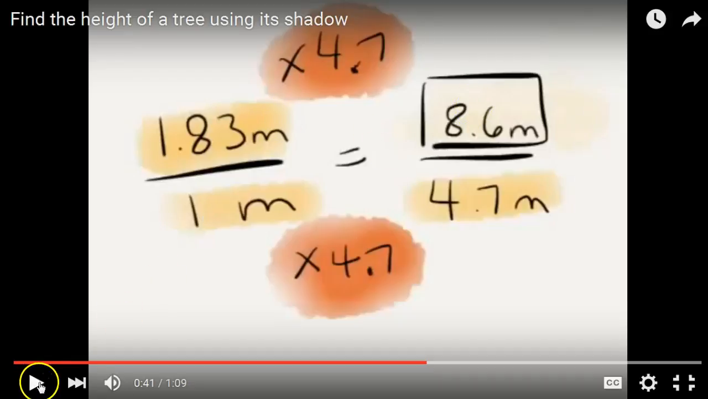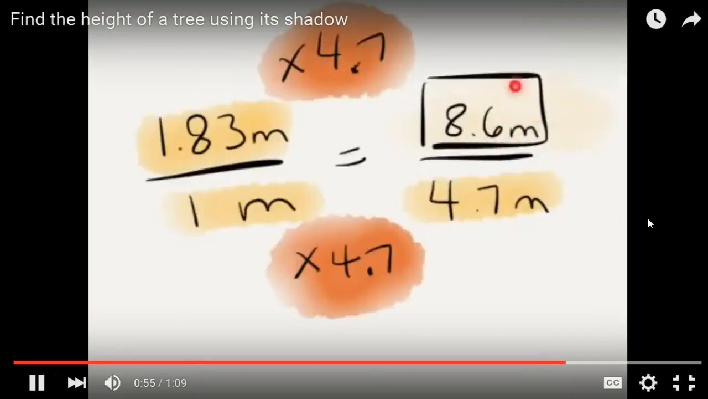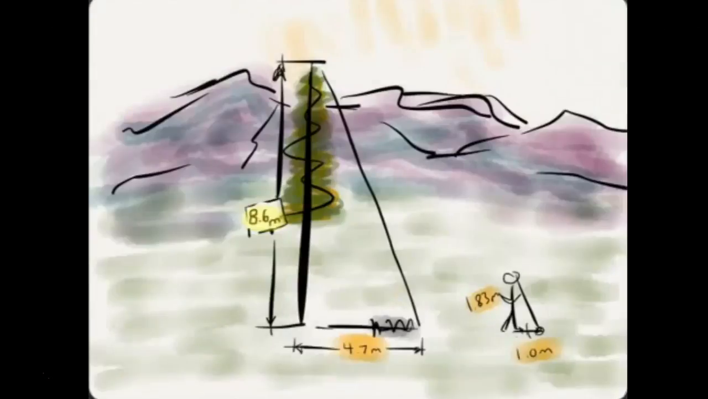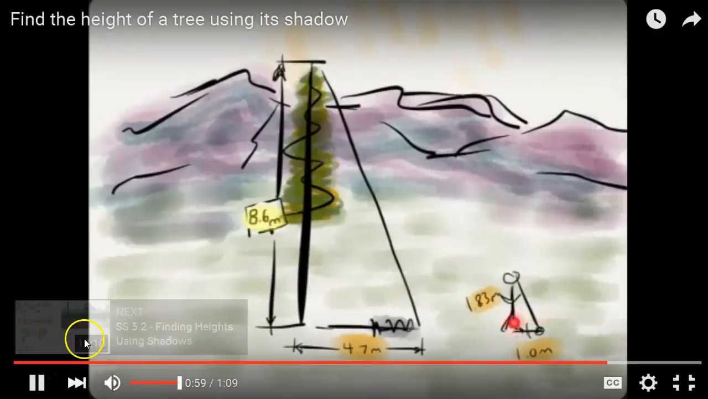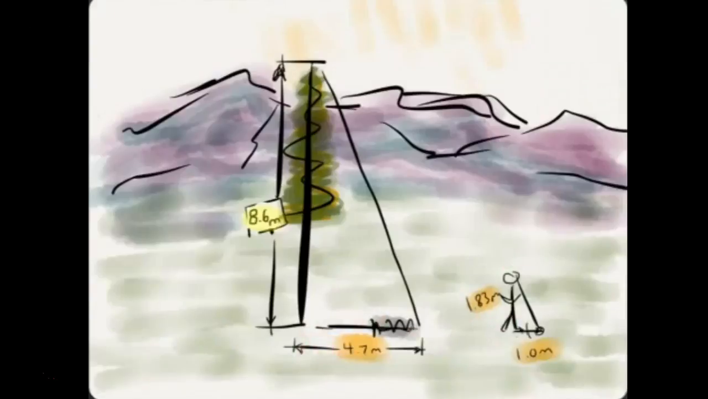Point of the story. If I recognize that the relationship between my shadow and the tree's shadow is impacted by a scaling factor of 4.7, I can use that same scaling factor on my height to get the tree's height. Thus we can use proportion to use my shadow and my height and the tree's shadow to discover the tree's height.